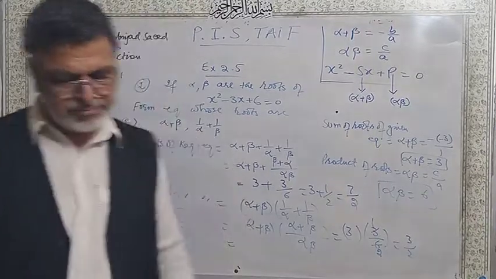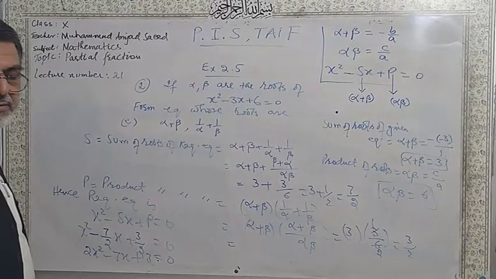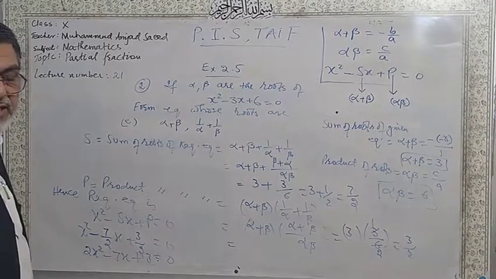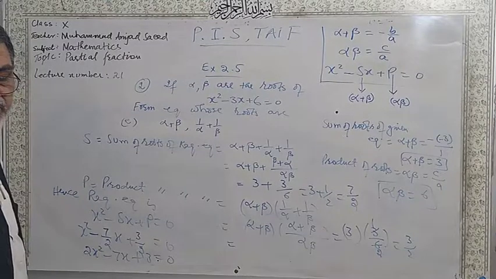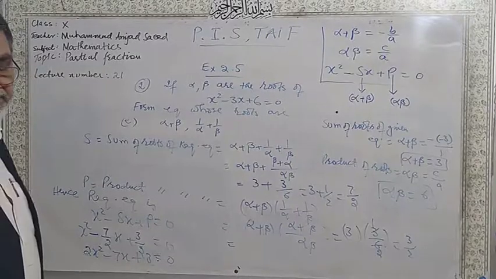After that, question number 3. Alpha beta are the roots of x square plus bx plus q is equal to 0. Form equation whose roots are that.